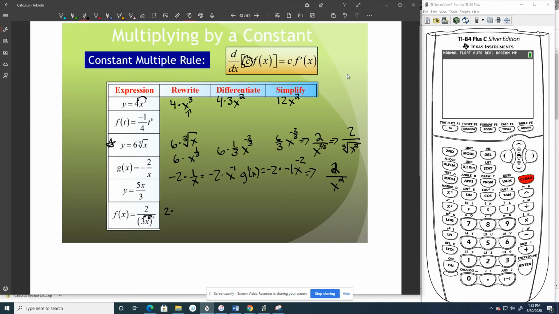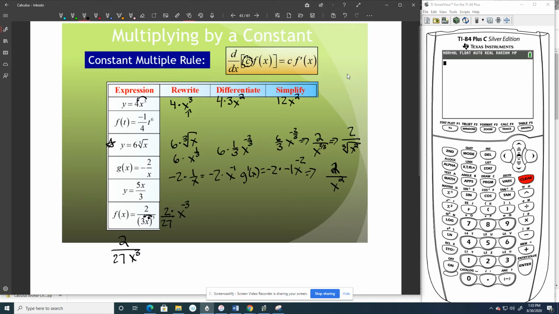So basically what it becomes is 2 over 3 cubed. Everything's being multiplied, so I can just multiply that. So 3 cubed is 27 x cubed. So when I rewrite this, it's actually 2 over 27. And my x, to move it to the top, I've got to make it a negative.